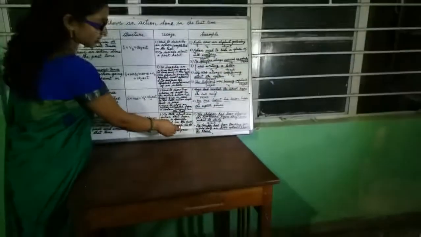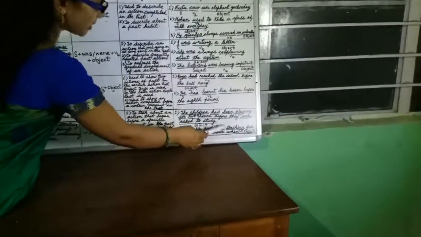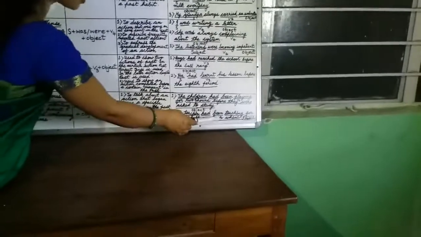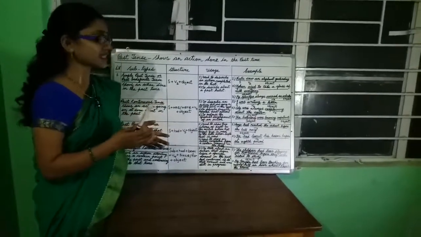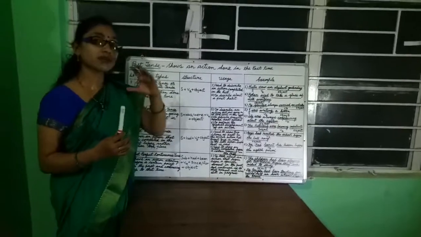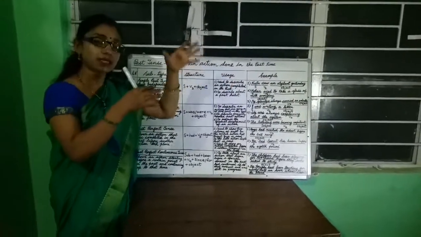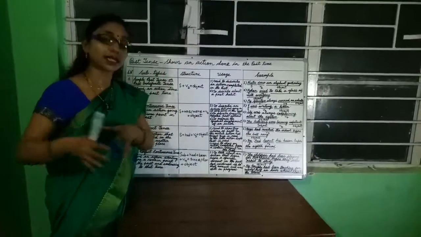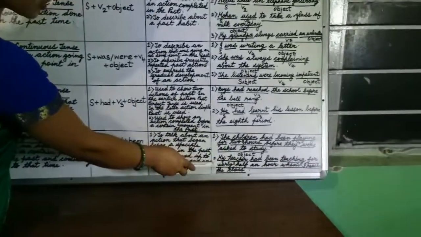Now one more example we may take, because this is a little bit complicated one. Let us refer to one more example: my teacher had been teaching for nearly half an hour when I reached the class. If you see, the sentence is divided into 2 parts, but it is a single sentence. Why? Because the work started in the past, it is still continuing, and it is still under progress. It has not yet completed.